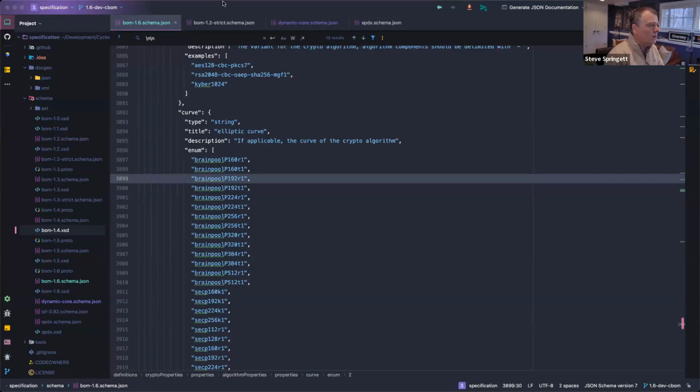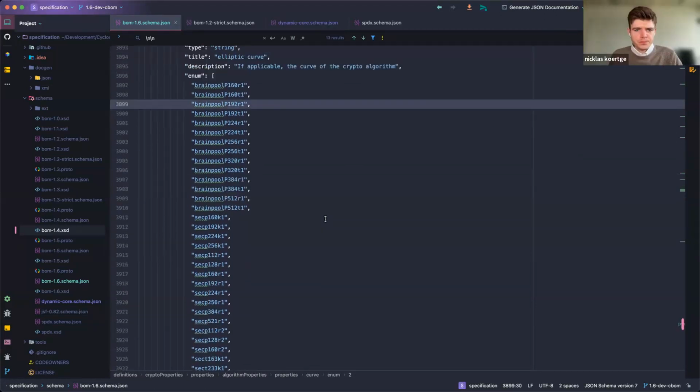Okay. All right, so we might actually remove curves then, because I was kind of wondering about that. I don't have a source of truth for this. Mm-hmm. I also don't know how frequently they're going to change. Yeah. Okay.